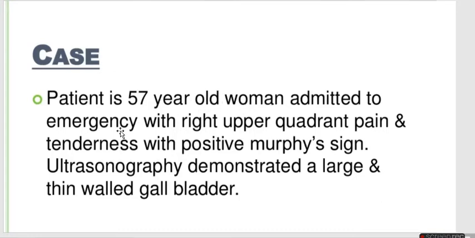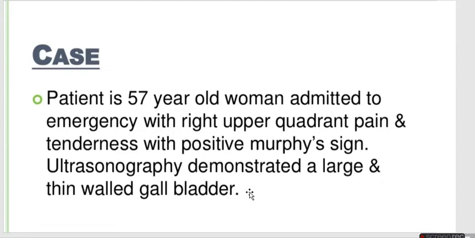An old woman was admitted to the emergency department with right upper quadrant pain and tenderness with a positive Murphy sign. A positive Murphy sign is a clinical sign suggesting cholelithiasis. What is a positive Murphy sign? When you palpate the patient's right hypochondriac region and ask the patient to inspire, during inspiration the inflamed gallbladder touches the abdominal wall where your finger is placed, so the patient feels pain. This is a positive Murphy sign during inspiration.